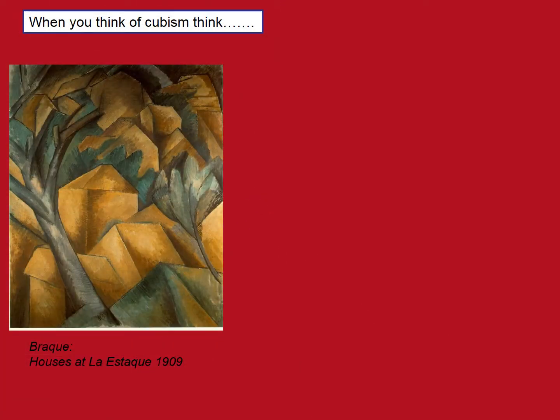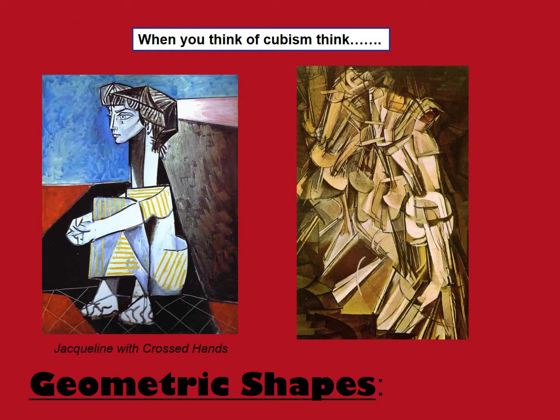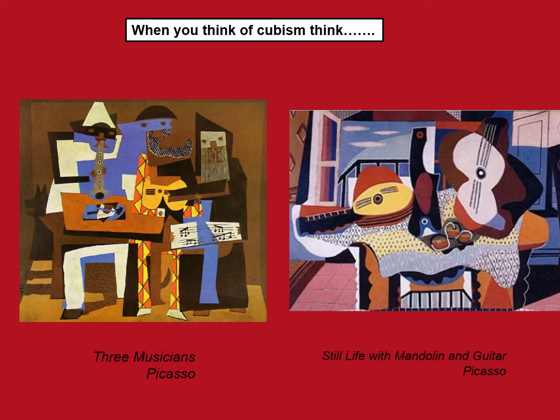When you think of Cubism, you think of the broken mirror effect, simplified shapes, geometric shapes with hard edges, more than one viewpoint, and flat spaces.